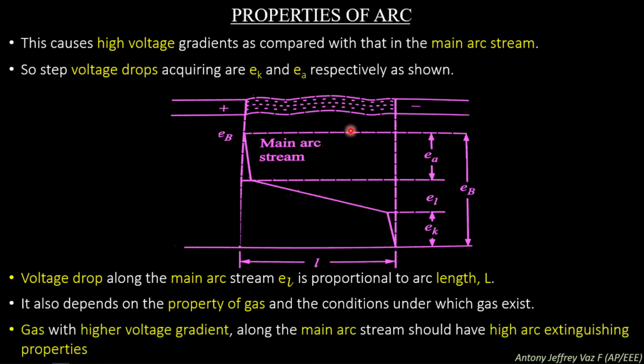Gas with higher voltage gradients along the main arc stream should have high extinguishing properties. So from the above points we noted that the gas or the medium present between the two contacts of the circuit breaker should have very high extinguishing properties so that it can quench the arc easily.